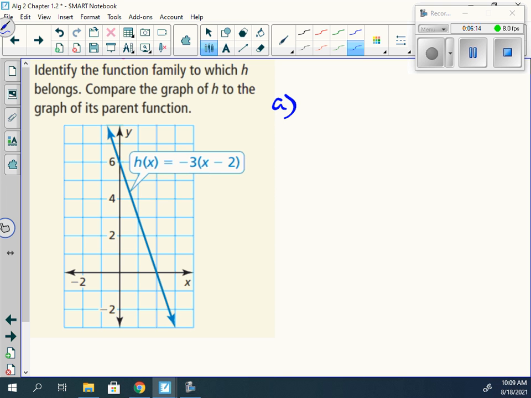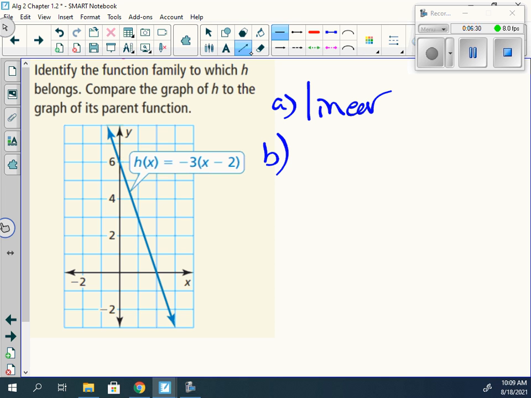Because what is this graph here? It is a graph of a line, so it is a linear function. Now the linear function, its parent, would look something like this, close to this.